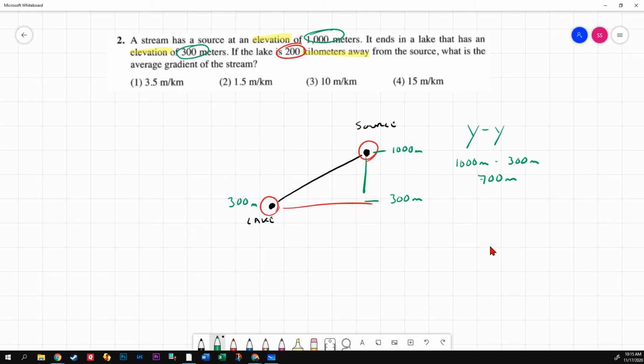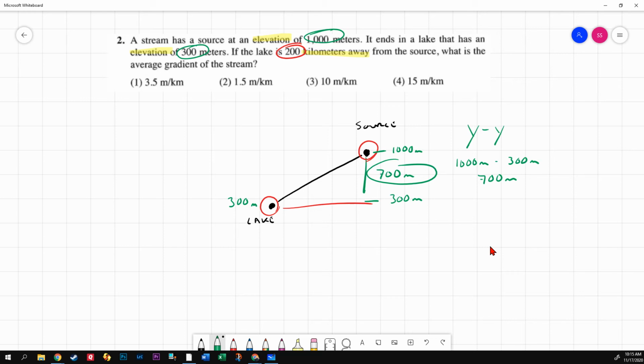So in this case, my run is 700 meters. So that's what I'm going to use in my math. Now that's going to be the field value, so that's going to be on the top. I want 700 meters on the top of my fraction. I'll do that in a minute.